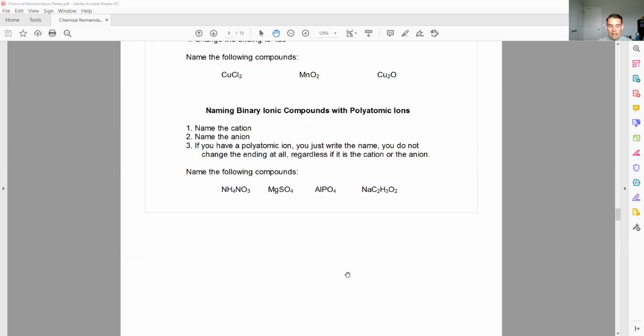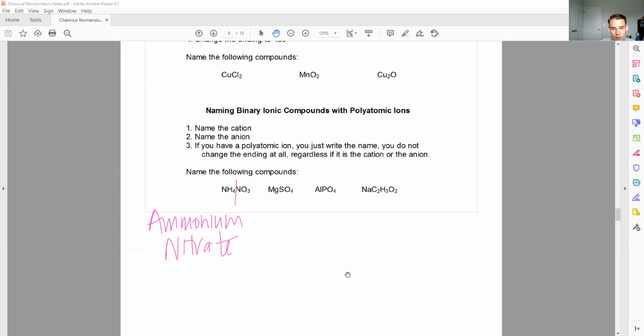So if you ever see more than 2 elements in a compound, it's going to have a polyatomic ion. Okay, so it's very simple. Name the cation, name the anion. If you have a polyatomic ion, you do not change the ending, no matter where it is. So if we look at the first one, NH4NO3 has 2 polyatomic ions in it. NH4 is ammonium. NO3 is nitrate. So you're simply writing out the name of them. And this is easy if you know what those polyatomic ions are.